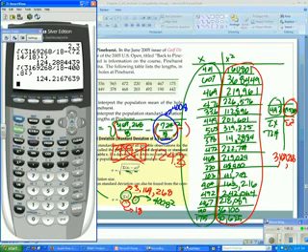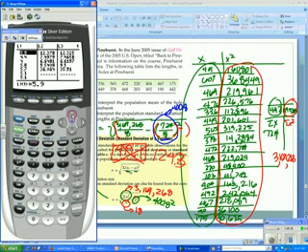Now let's do it on the calculator. So, stat, edit. Oh, that's how you did it? Okay. So, my first number is 401, 607, 469, 476.